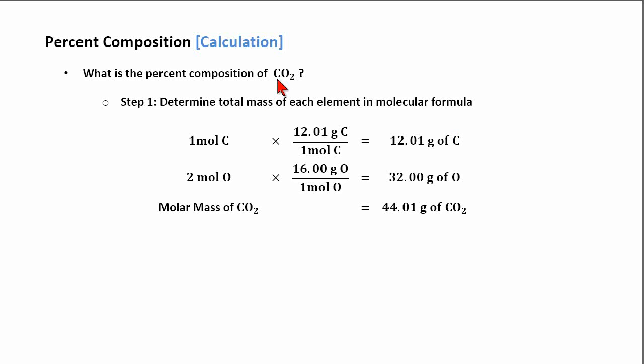We know in CO2 there's 1 mole of carbon in each molecule of this compound, and there's 2 moles of oxygen, or 2 atoms of oxygen in each molecule. So we take the 1 mole of carbon, multiply it by its molecular weight, 2 moles of oxygen, multiply it by the molecular weight of oxygen. We get 12 grams of carbon, 32 grams of oxygen, for a total of approximately 44 grams of CO2. And that's the molecular weight of CO2, 44.01 grams per mole.